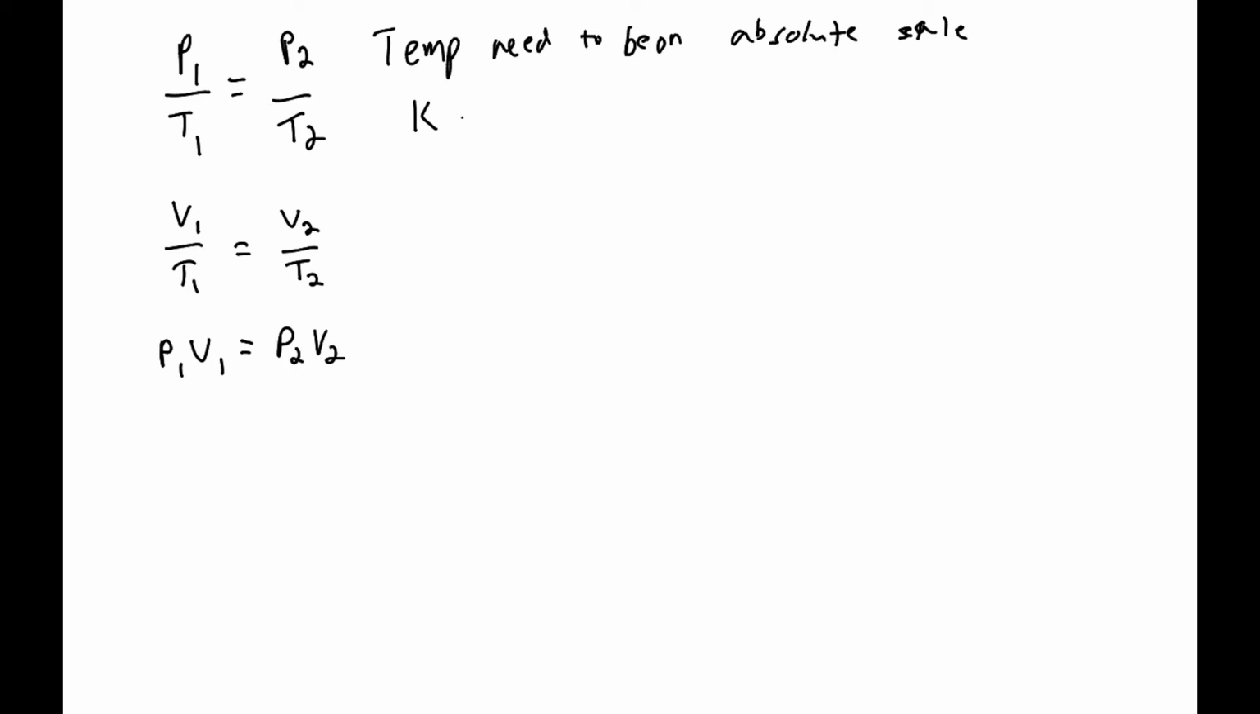So Kelvin or degrees Rankine, not Fahrenheit or Celsius. Make sense? Alright, and our last equation is one you probably haven't seen before. Q equals area times velocity. And Q is going to be the flow rate.